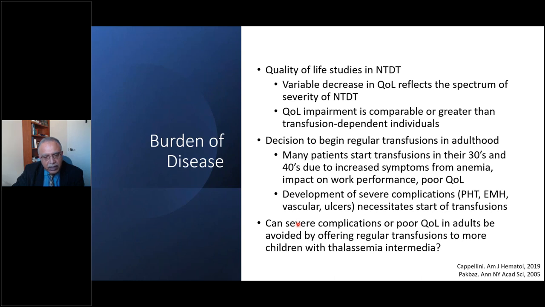So I want to end this section by saying that there is a lot of burden of disease due to variable complications in patients who have non-transfusion dependent thalassemia. And it has been estimated that the burden is comparable or may even exceed that seen in the transfusion dependent patients. But that leads many of our patients to start transfusions when they are adults because of very poor quality of life. But is there a way that we can identify these patients ahead of time who will develop severe complications and start them on transfusions?